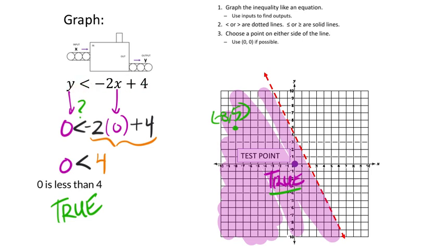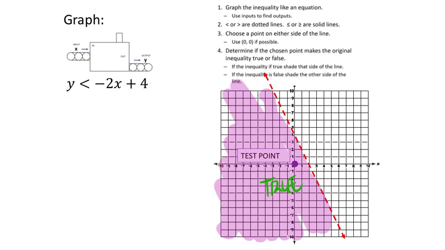You could have tested any point. You could have tested this one down here at -8. It would have made the inequality true, okay? So we've chosen the point on either side of the line. We found that by testing this ordered pair in the inequality, it was true. So since it was true, we shaded that same side of the line that this point was on.